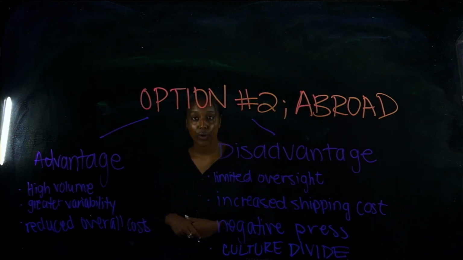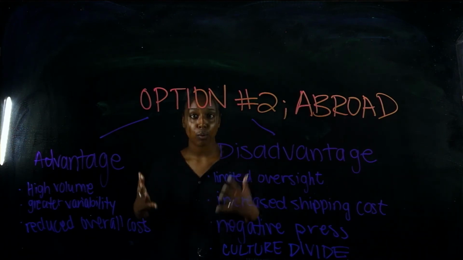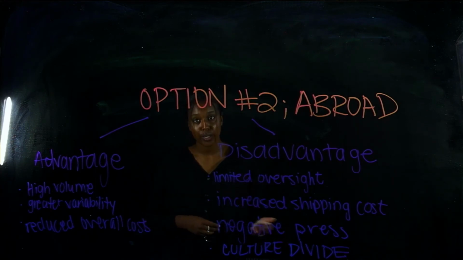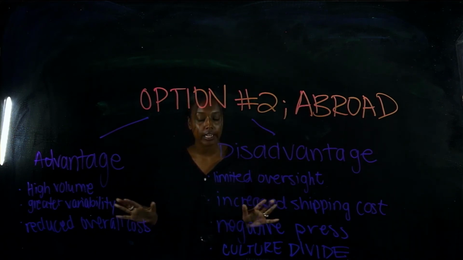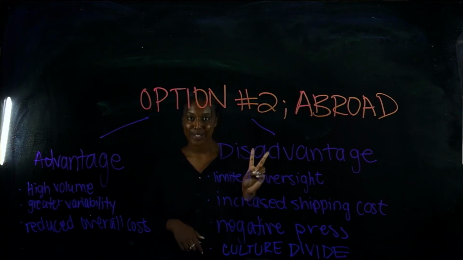They also have greater variability, so if you want to make minor tweaks on, let's say, a portion of your product, this is something that's possible with abroad manufacturing and is not so easy to accomplish with local manufacturing. So these are the main overall advantages and disadvantages associated with option number 2.